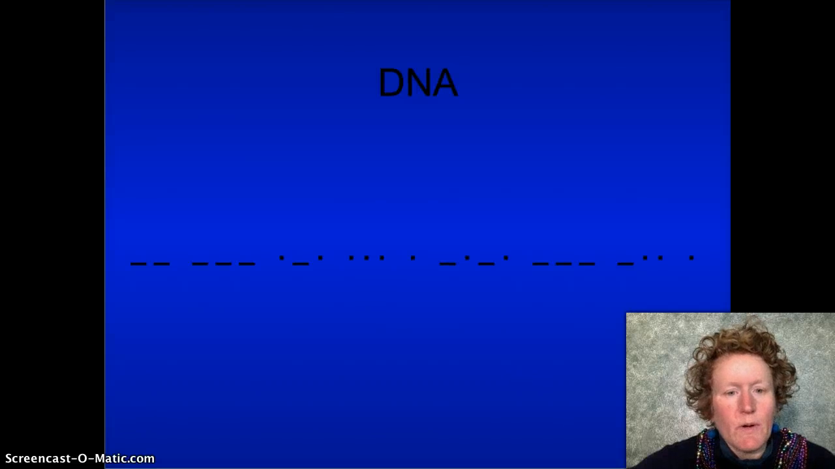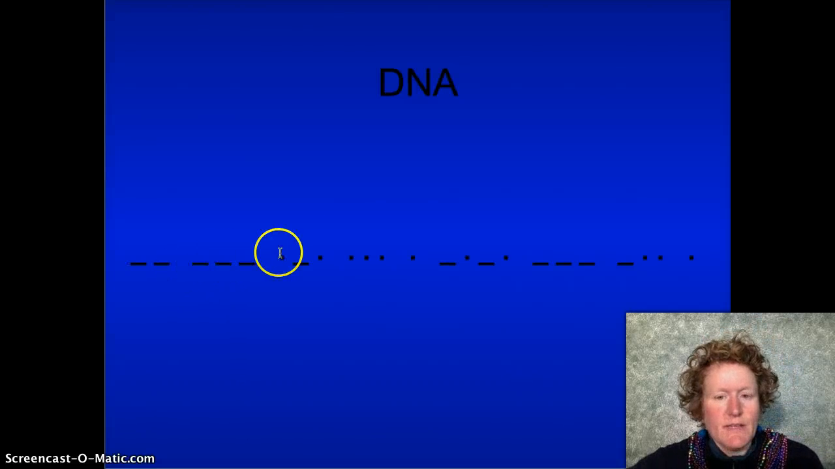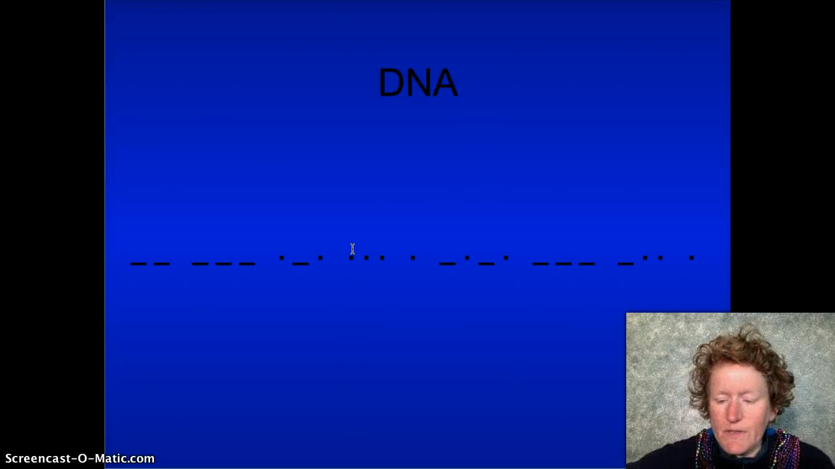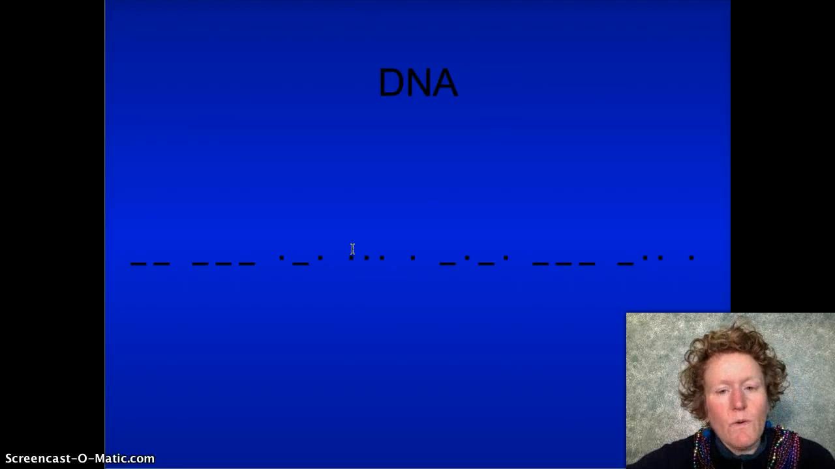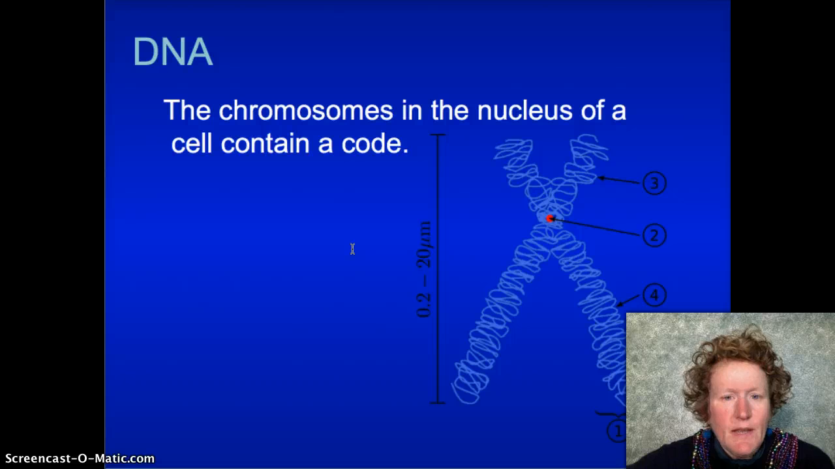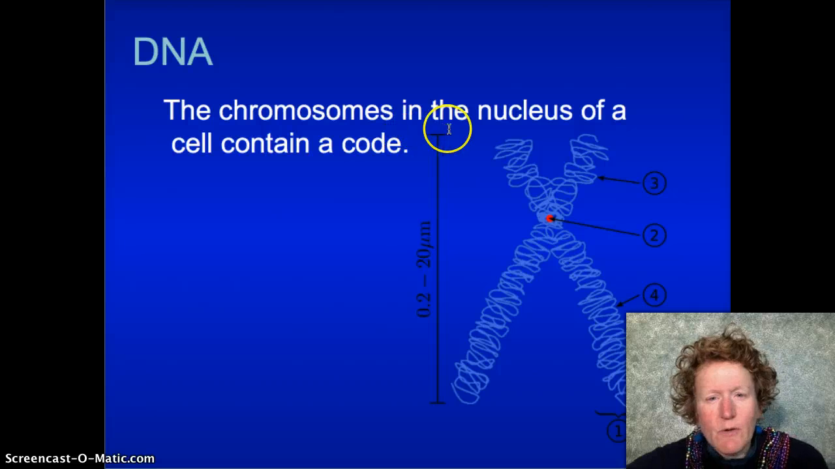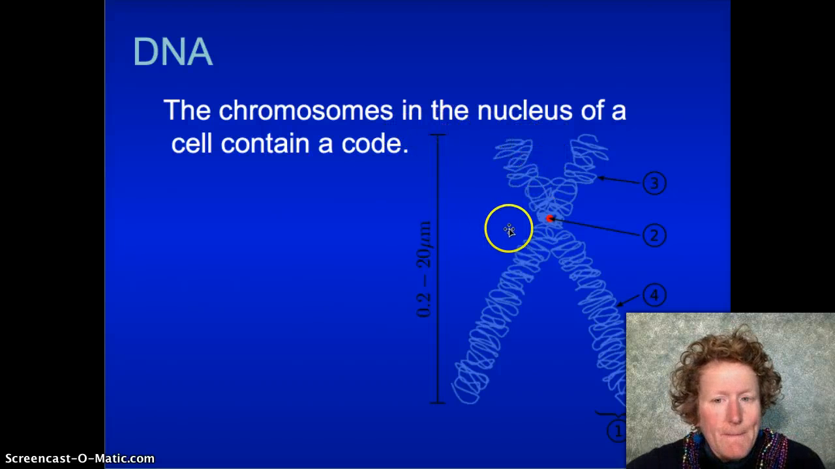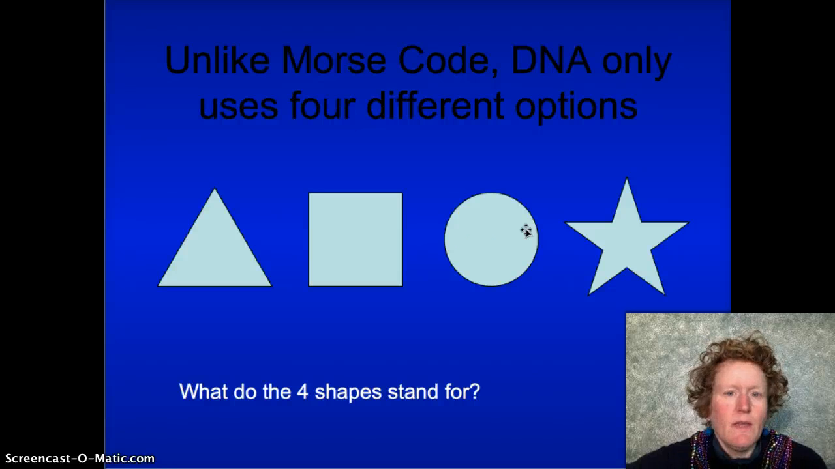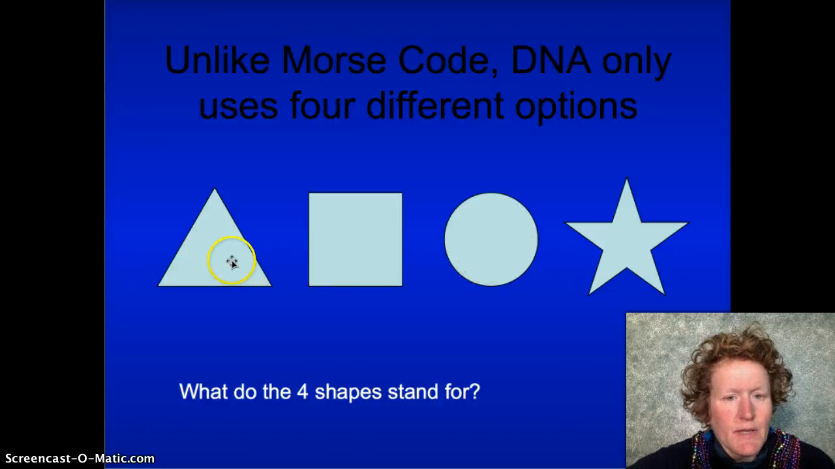DNA is a little bit like Morse code. There's a series of dots and dashes that code for all the words in the English language. And DNA uses more code than Morse code. Morse code only has two things, dots and dashes. DNA is a little bit different. The code is in the chromosomes in the nucleus of a cell, and that code uses 4 different options.